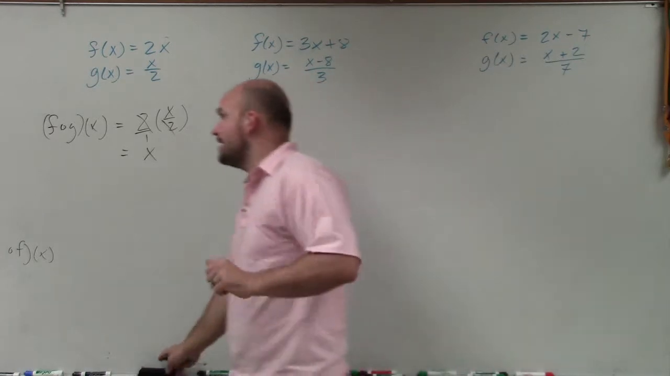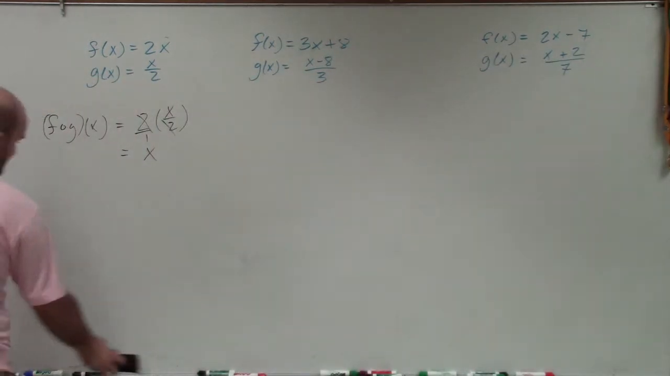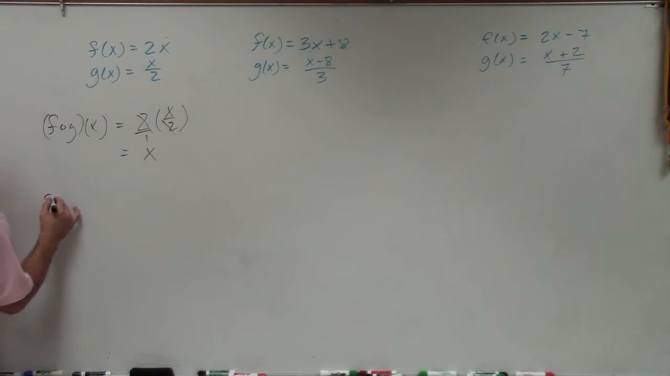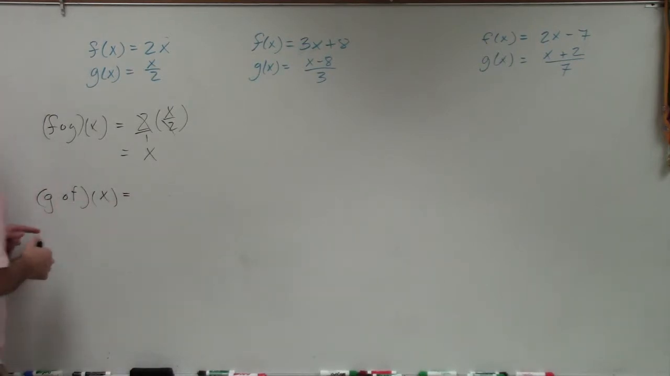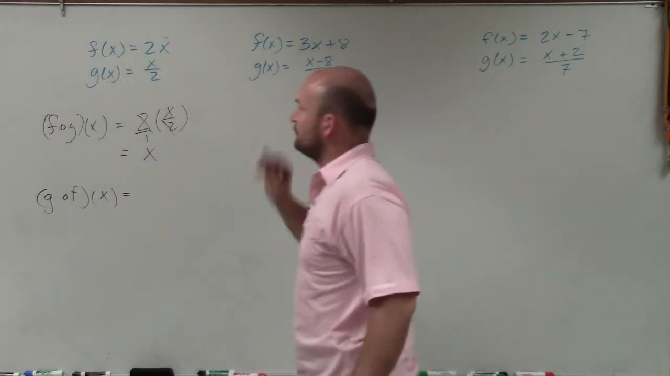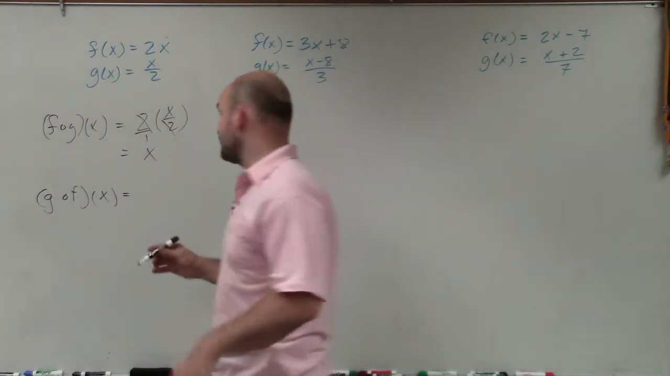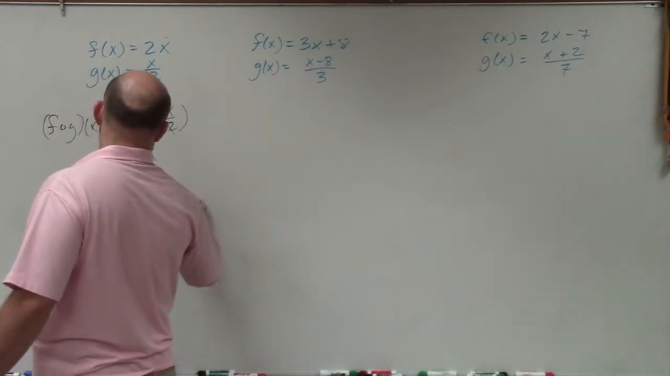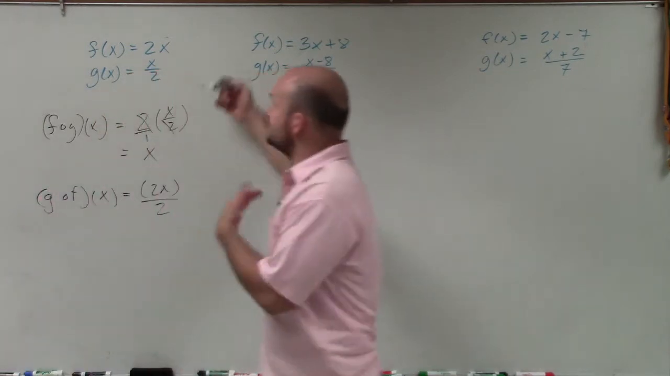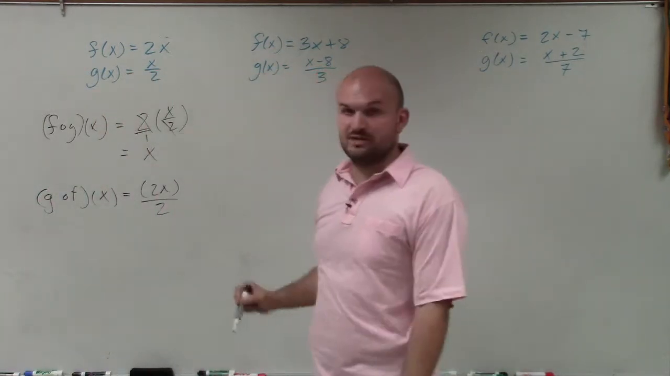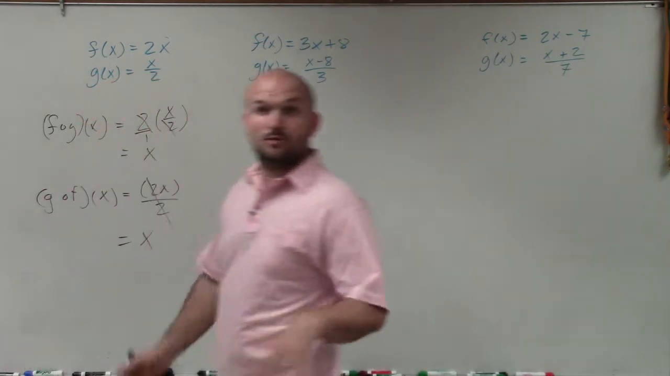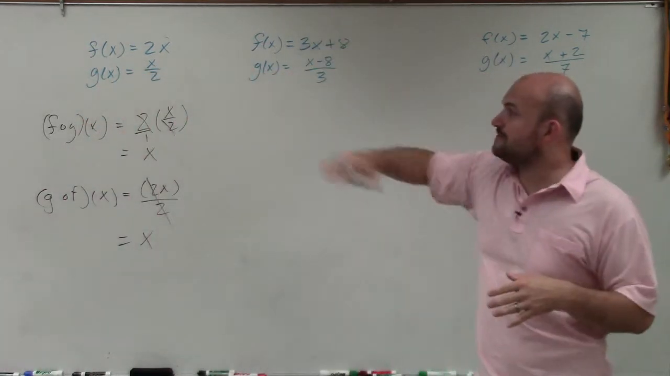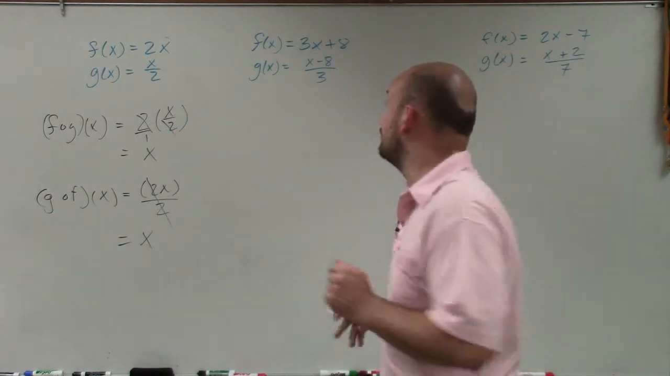So it works that way, but we also got to confirm that g of f of x works as well. So I'll just do that right below. Now what we're going to do is plug the f of x function in for the x in the g of x function, again using these parentheses. So I have 2x divided by 2. You can see now I took my f of x function and plugged it into my g of x. Again, the 2's divide out, and we're just equal to x. So guess what? f of x and g of x, in this case, are inverses of one another.